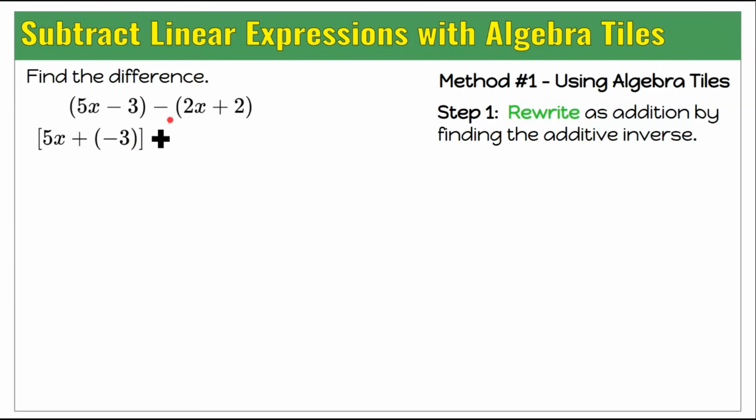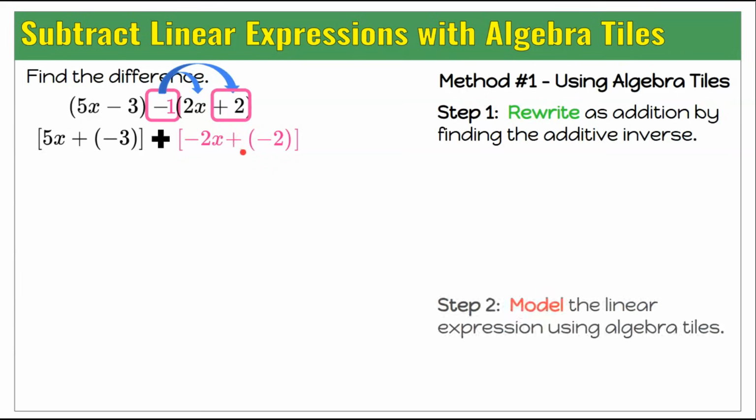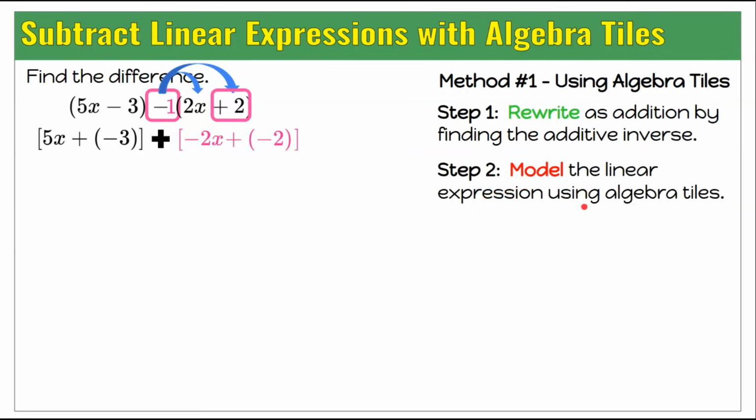In order to change that to addition, I know that I need to multiply each term by negative 1 to find its opposite, because we're going to add the opposite. So I need to find the additive inverse of 2x plus 2. So negative 1 multiplied to 2x is going to give me negative 2x. Negative 1 to positive 2 is going to give me negative 2. We're adding negative 2.